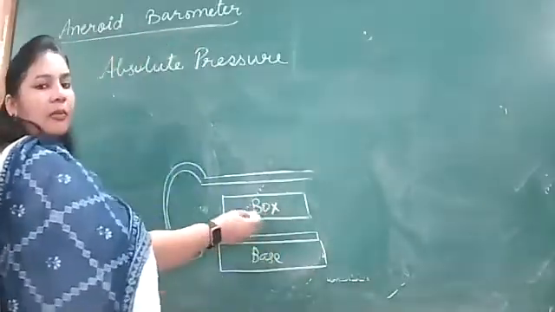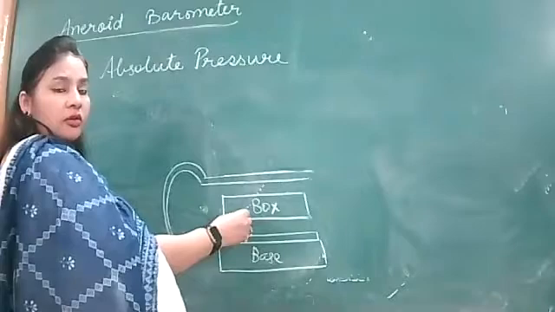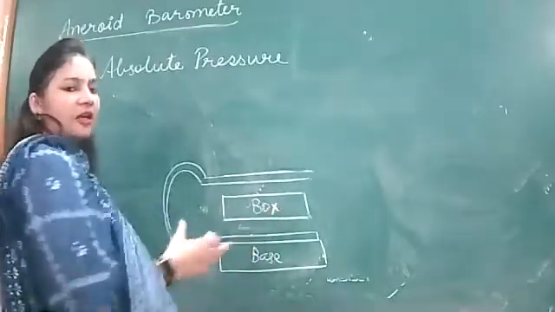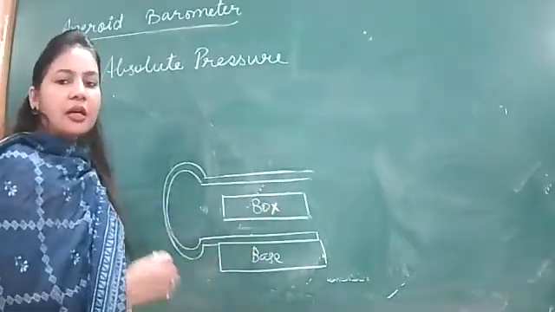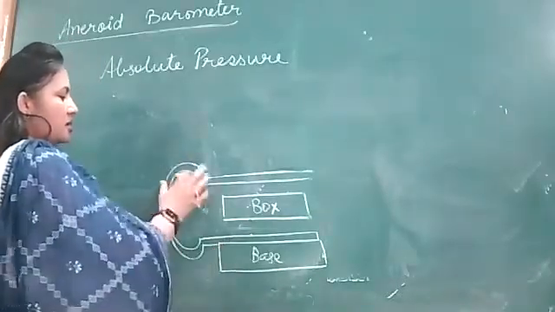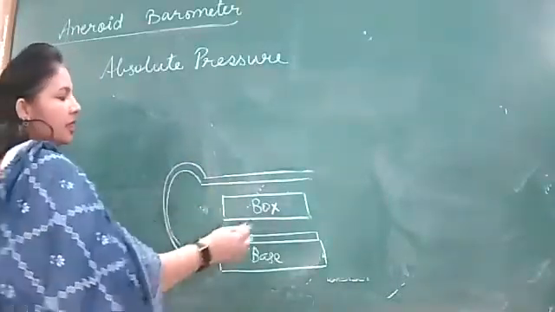This is a metallic box which is hollow, evacuated and sealed. Means inside it there is vacuum and it is sealed after creating vacuum inside it. And this is a fixed base, and this is a spring. We are showing it like this.